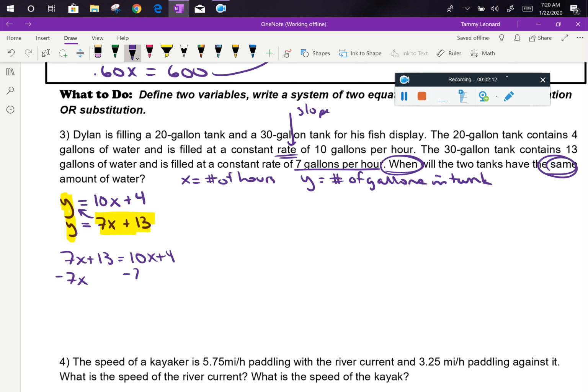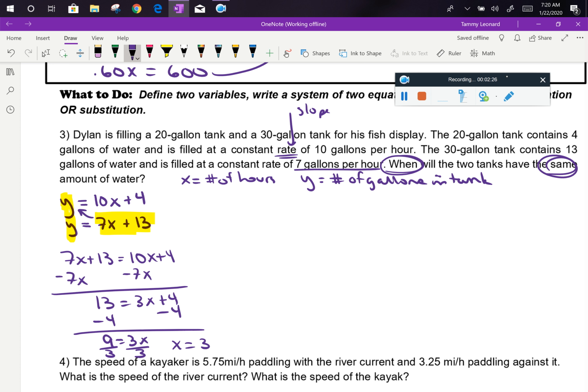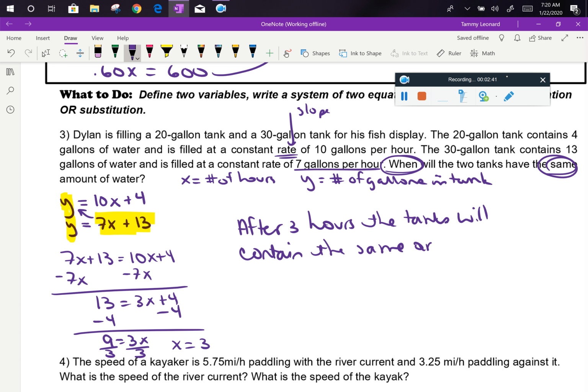Let's subtract 7x from both sides. 13 is equal to 3x plus 4, and subtract 4 from both sides, so that 9 is equal to 3x. Dividing both sides by 3, we see that x is equal to 3. So after 3 hours, the tanks will contain the same amount of water.